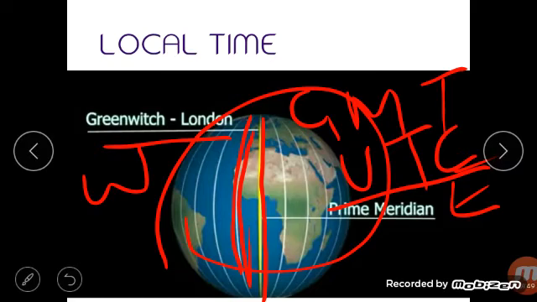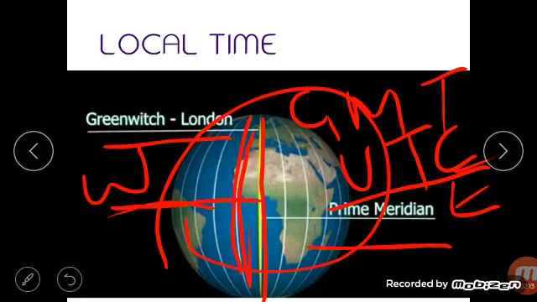So the places located to the east of the prime meridian, this is the east side, are ahead of UTC, while those which are located to the west of the prime meridian are behind UTC. Clear? So this is the local time.